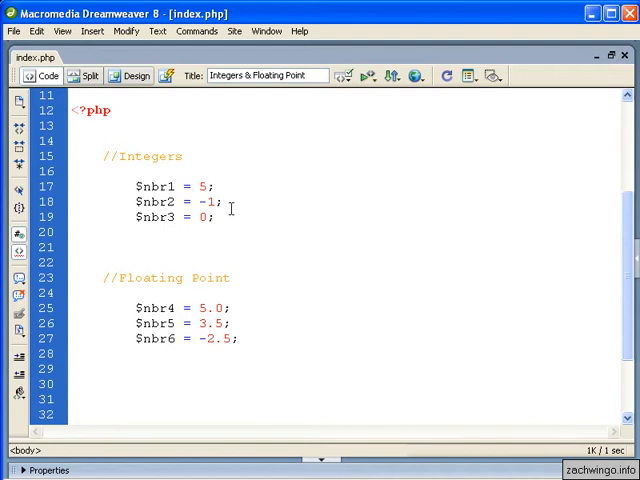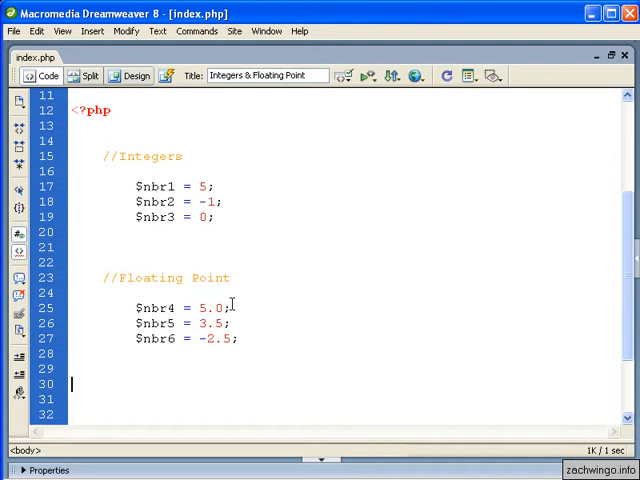An integer is simply a whole number, positive or negative, and we can go to a maximum value of a little bit over 2 billion, it's like 2.1 billion numbers. So again, that's 2.1 billion positive or 2.1 billion negative. So 5 is a whole number, negative 1 is a whole number, and 0 is still considered a whole number. So those are a couple examples there.